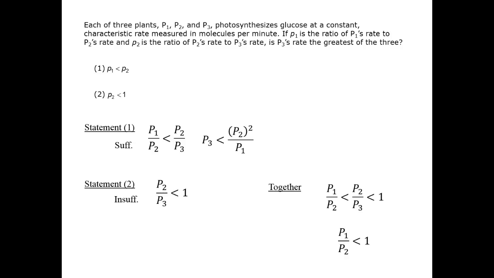Now, if we know that P2 is larger than P1 and P3 is larger than P2 by statement 2, we have imported that fact into this combined case. That means that P3 is the largest, definitively. We have sufficient information to answer the question, so the correct answer is C.